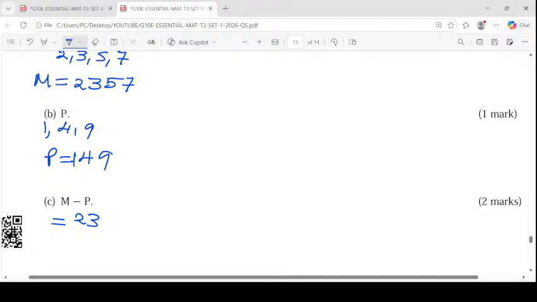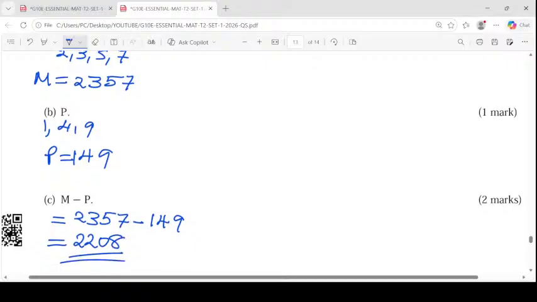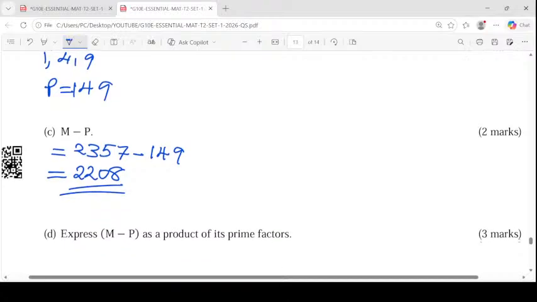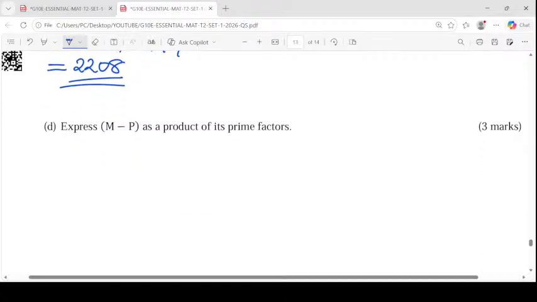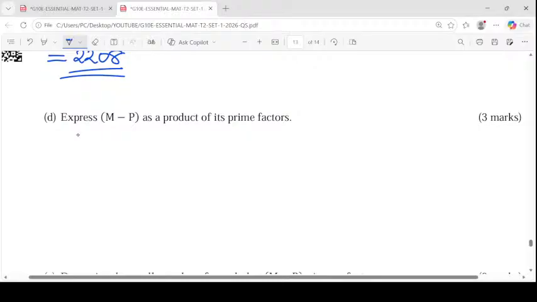So this becomes 2357 minus p, which is 149. So when you take 2357 minus 149, you are getting 2208. 2208 as the answer. But D, express m minus p as a product of its prime factors.